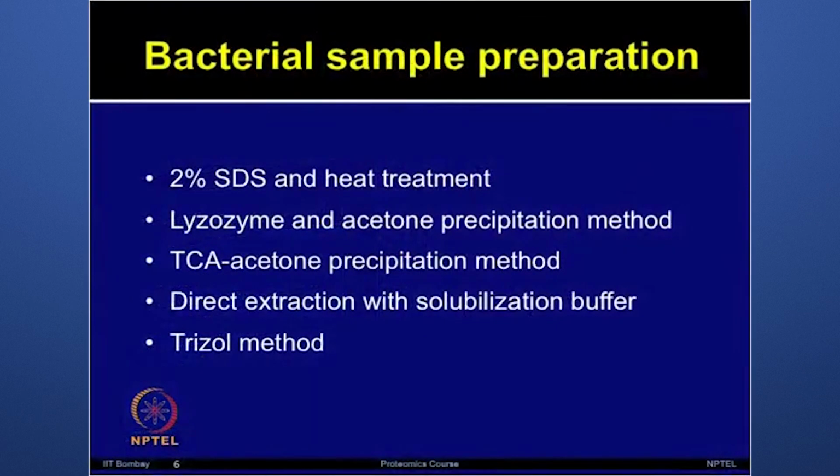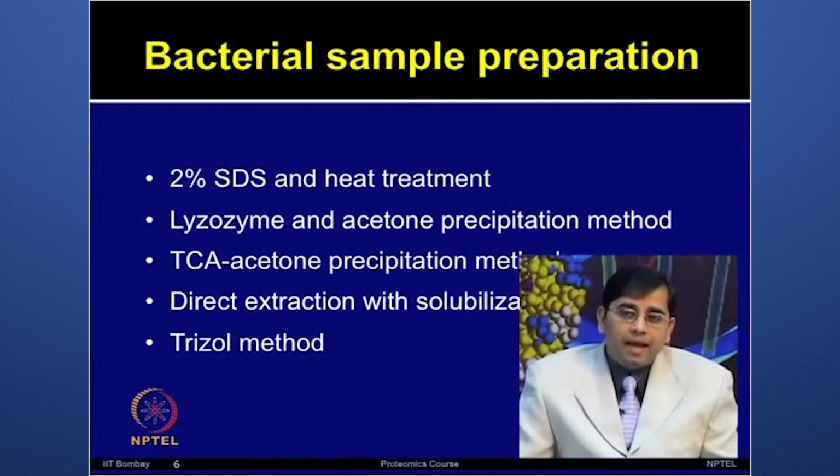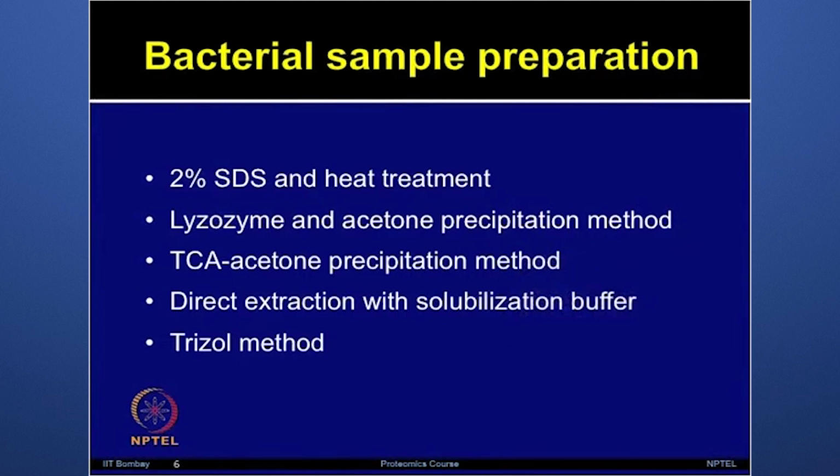So, 2% SDS and heat treatment has been applied for bacterial sample preparation. Similarly, lysozyme and acetone precipitation methods have been used. Trichloroacetic acid and acetone together have been effectively used for precipitation, as well as direct protein extraction and solubilization in the solubilization buffer. This strategy has also been used, and then the Trizol method has been used for bacterial sample preparation. I will elaborate on the Trizol method.